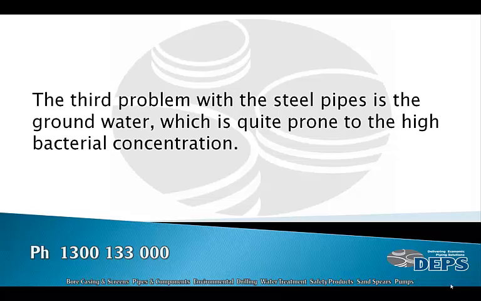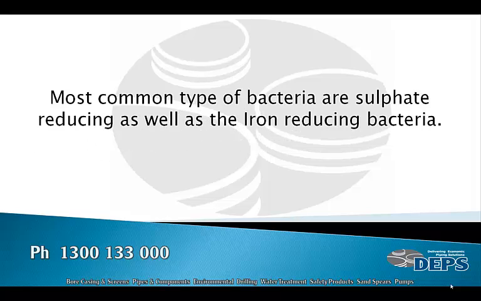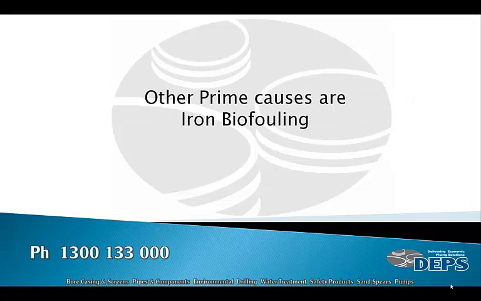The third problem with the steel pipes is the groundwater, which is quite prone to high bacterial concentration. The corrosive enzymes released by some of the bacteria present underground increase the steel pipe's corrosion by almost 250%. The most common types of bacteria are sulfate reducing as well as iron reducing bacteria. Both of them in humid conditions help in faster corrosion of the steel pipes. Other prime causes are iron biofouling.